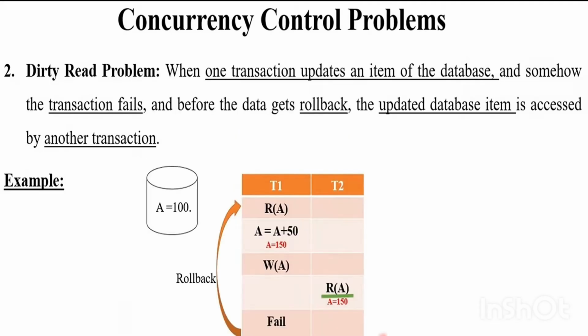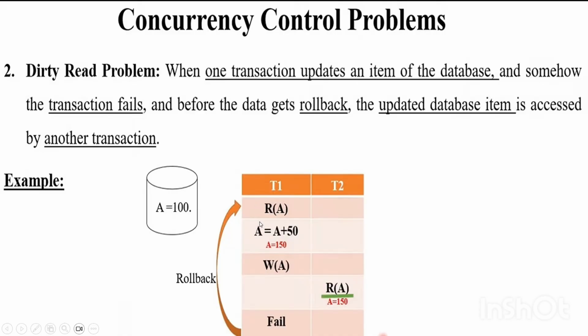The next one is the dirty read problem. It occurs when one transaction updates an item of the database and somehow the transaction fails, and before the data gets rolled back, the updated database item is accessed by another transaction. Here is an example. The value of A equals 100. Transaction T1 does read of A, and the value read is 100. Then A = A + 50, so 100 plus 50, and A equals 150.